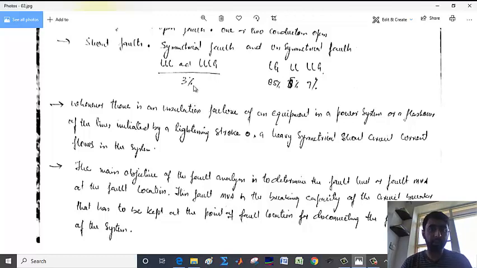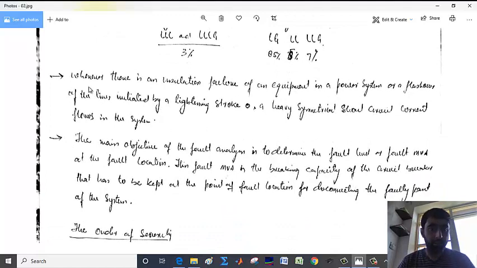LLL and LLLG are known as symmetrical faults because they result in currents which are symmetrical, which are balanced. Their frequency is only 3%, a very small percentage. The single line to ground fault has a frequency of 85%. Line to line fault has a 5% frequency, and double line to ground has 7% frequency. So you will see that most of the faults that occur are line to ground faults, and the least frequent fault is the symmetrical fault, or triple line fault.